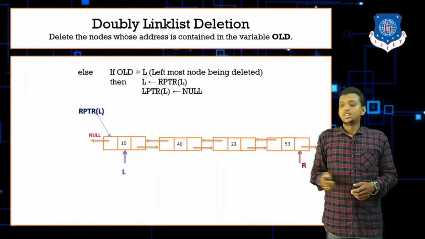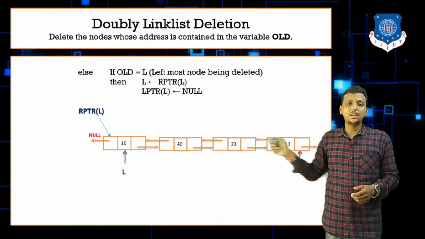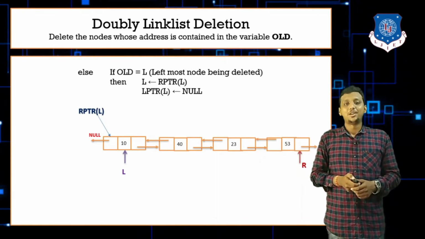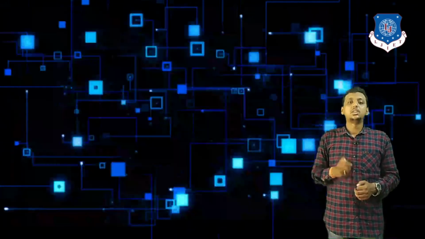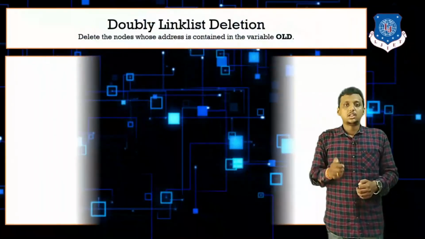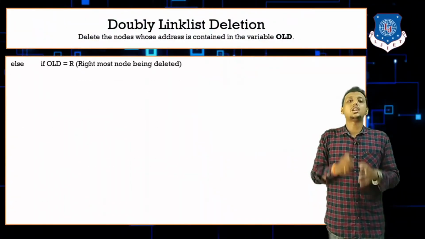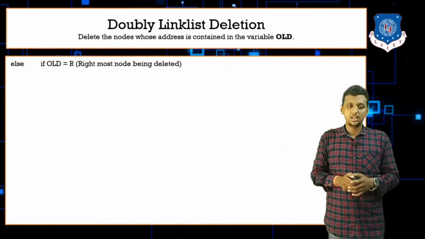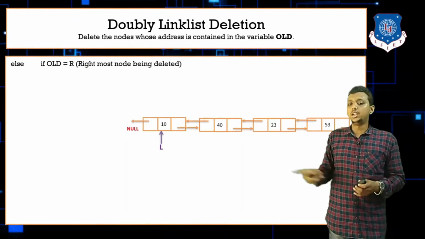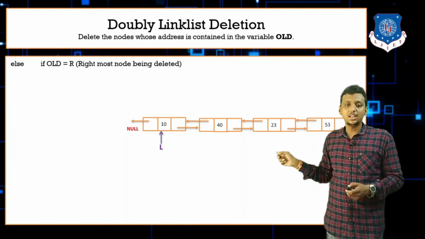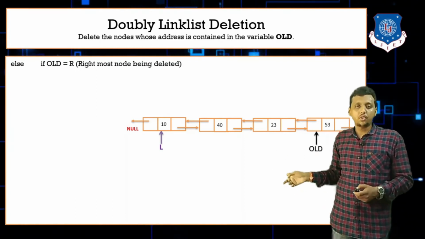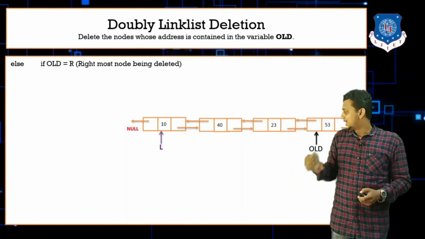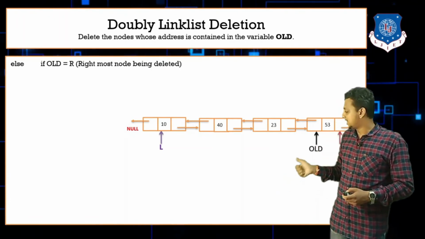So students, now the LPTR of L becomes null, because there is no node on the left side of the 10. Now, next condition. The next condition is if I want to delete a node on the right side. If I want to delete a node on the rightmost side, that means I want to delete R. So same as L, I need to perform steps over here. Okay, so let's start. So what happens here?